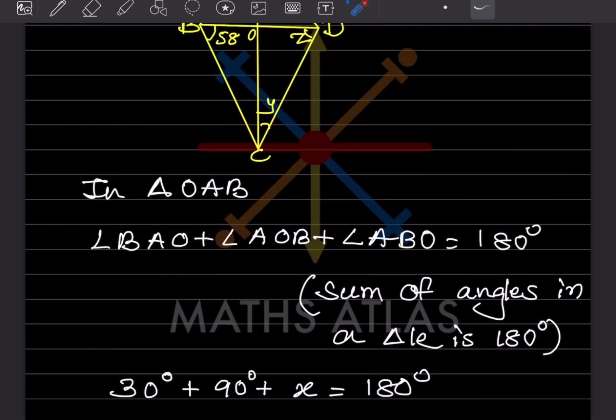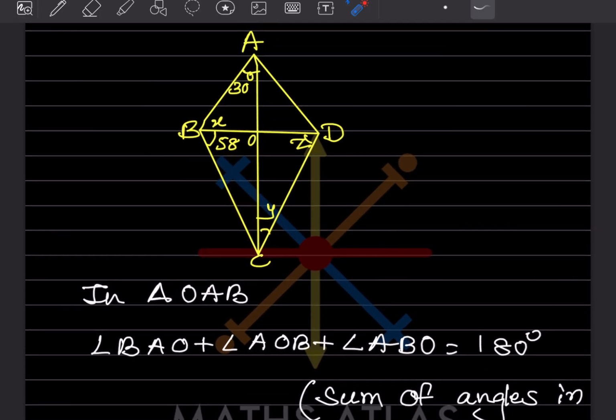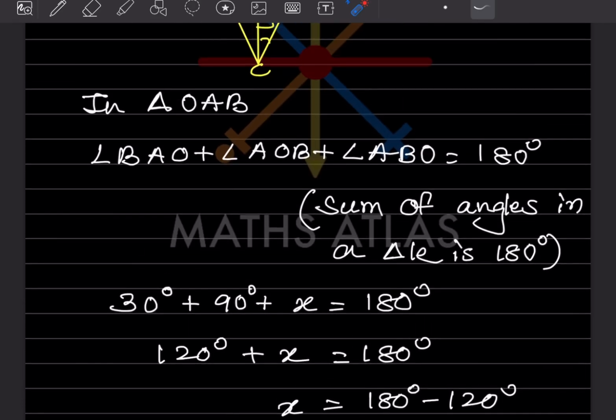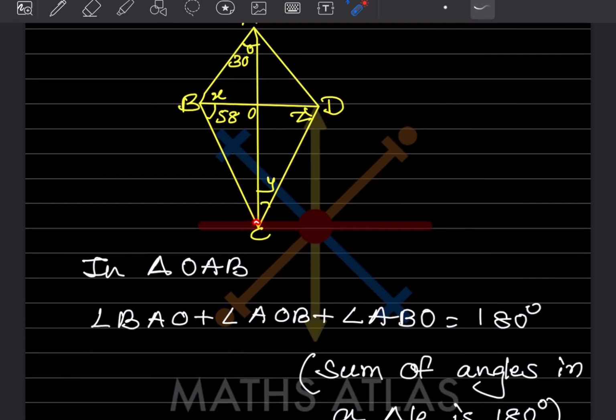So angle BOC, that also is going to be 90 degrees. And in triangle BOC, angle BCO plus angle CBO plus angle BOC is 180. So BCO we don't know, and CBO that is CBO.